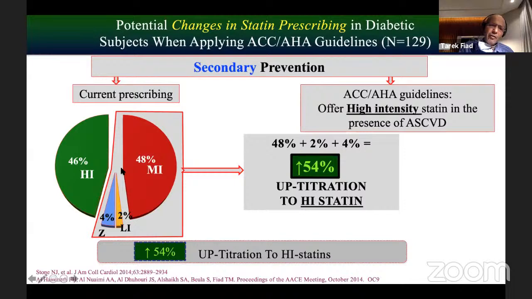More than half of our patients were not taking high-intensity statin, implying that we need to reappraise our practice in more than half of our patients by up-titrating the statin as well as adding additional therapies to get our patients to goal.